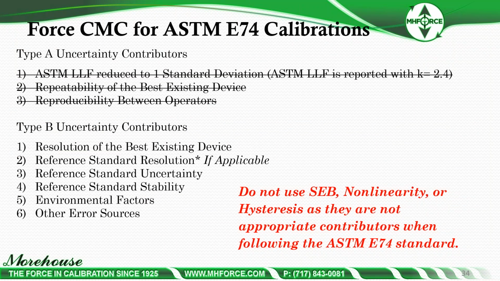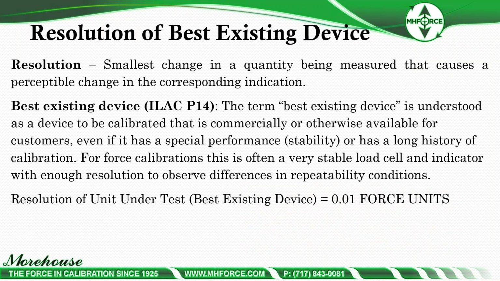So now this has basically covered the type A. Now we can look at the type B criteria. Resolution of the best existing device, that's easy. Resolution is the smallest change in quantity being measured that causes a perceptible change in the corresponding indication. So if I have a device that's reading by 0.01 pounds and it's fluctuating by 0.02, 0.03, then maybe my resolution is actually somewhere like half that, 0.015 or 0.02.